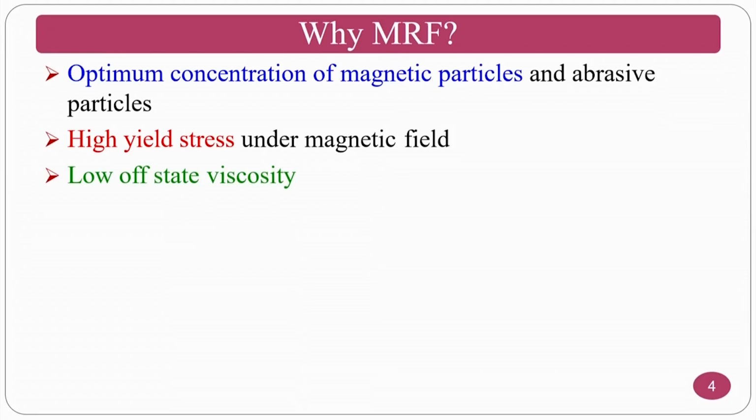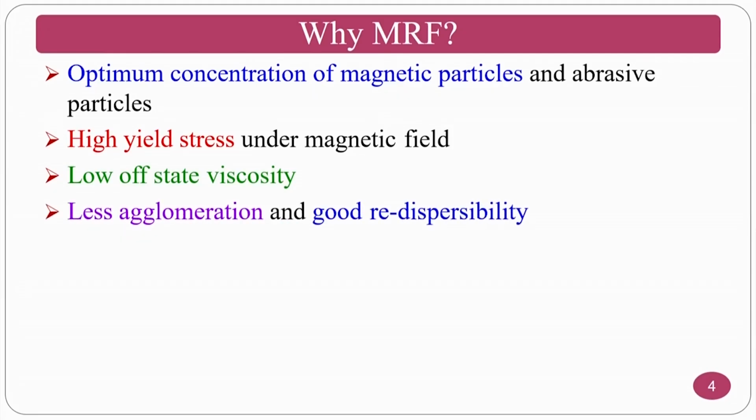So, low off-state viscosity, less agglomeration and good redispersibility. That means that your abrasive particles can redisperse. That is what I was saying in the previous slide. Whenever you have a jet, this jet is giving the fluid, and whenever this fluid enters the magnetic field region, because of the magnetic field strength, it will form a ribbon-like structure.